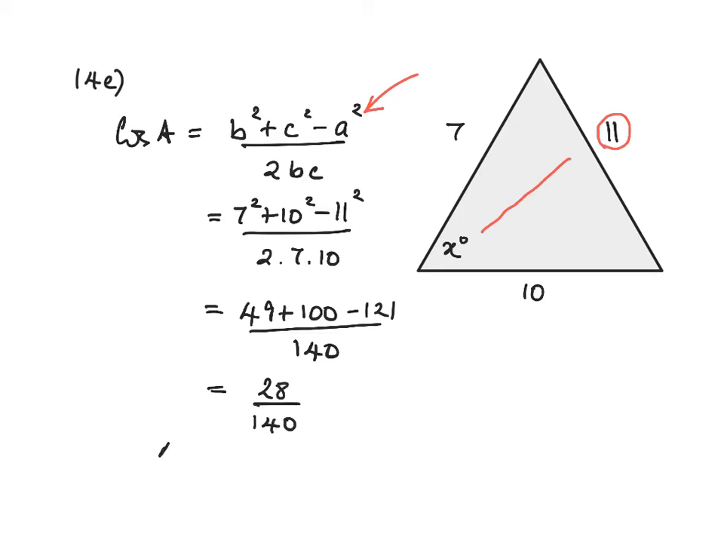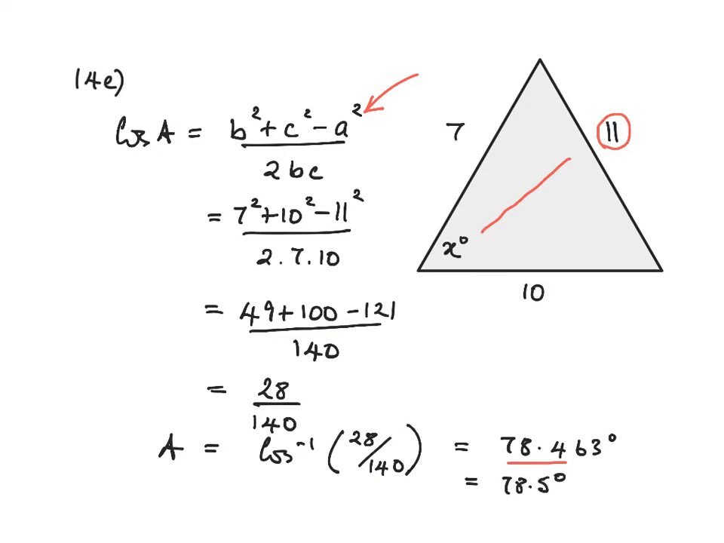Since we're trying to find the angle, shift cos. We get 78.463 degrees, and since we want the answer correct to three significant figures, the 63 is going to round up to make it 78.5 degrees.